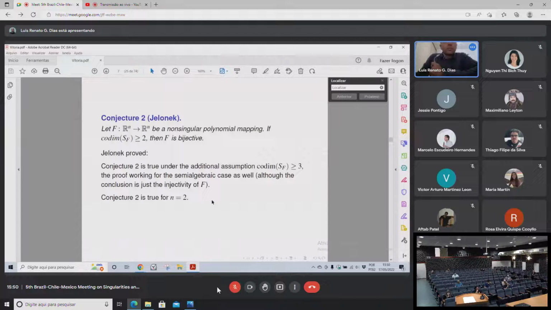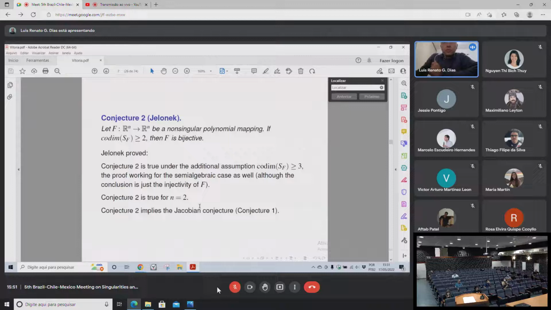Yellow neck also proved that the conjecture 2 is true for n equal to 2. And, more interesting, Yellow neck proved that the conjecture 2 implies the Jacobian conjecture. In other words, if the conjecture 2 is true for any n, then the Jacobian conjecture is true for any n. So these are the two open problems which I would like to talk about here.